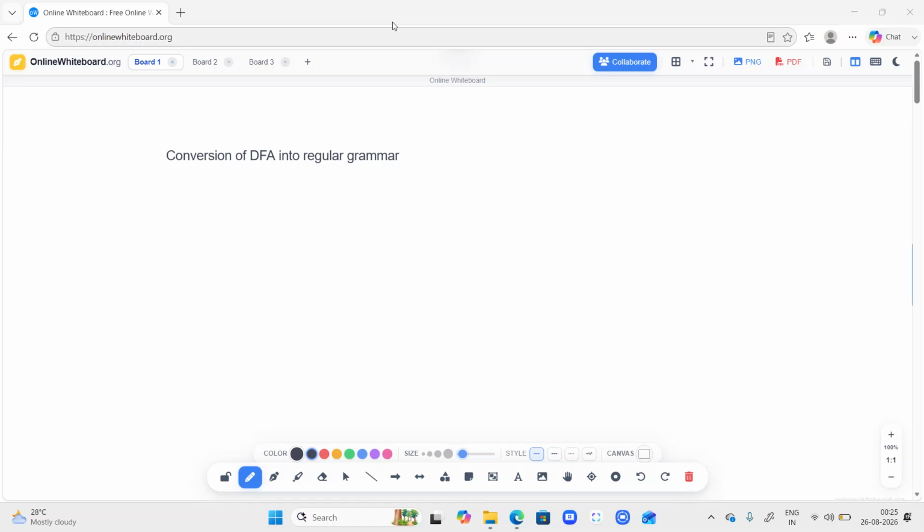Hello everyone. Next topic is conversion of DFA into regular grammar. So if you are given a diagram of finite automata, how do you convert it into regular grammar?